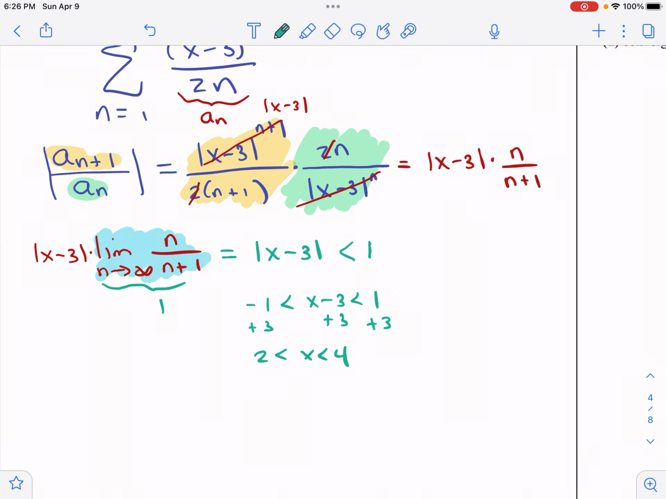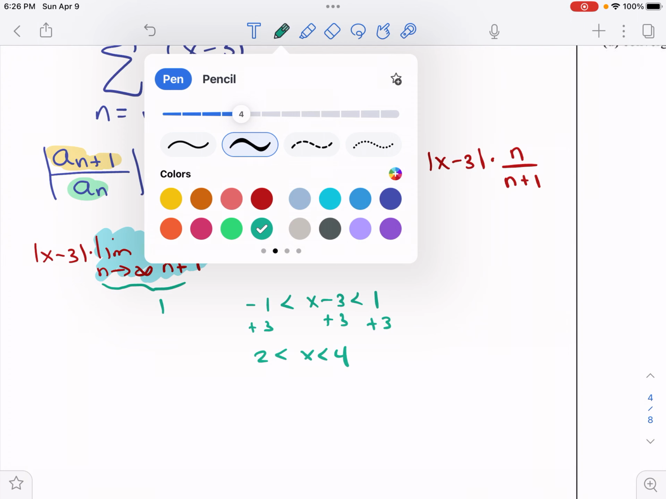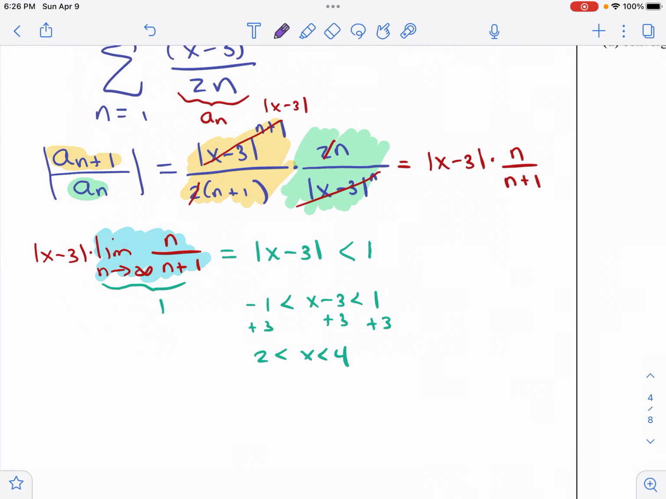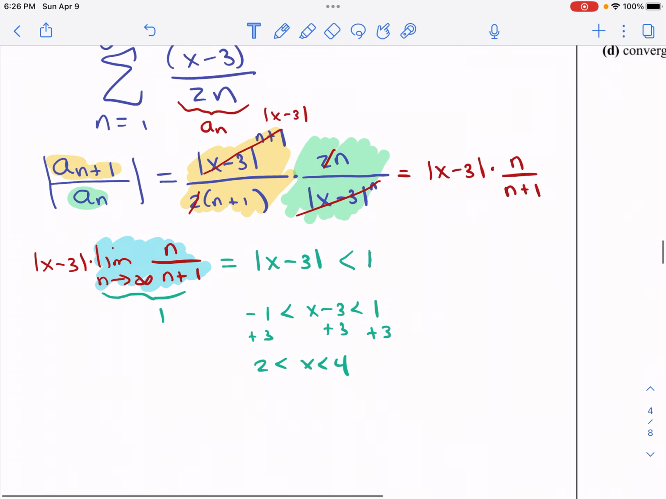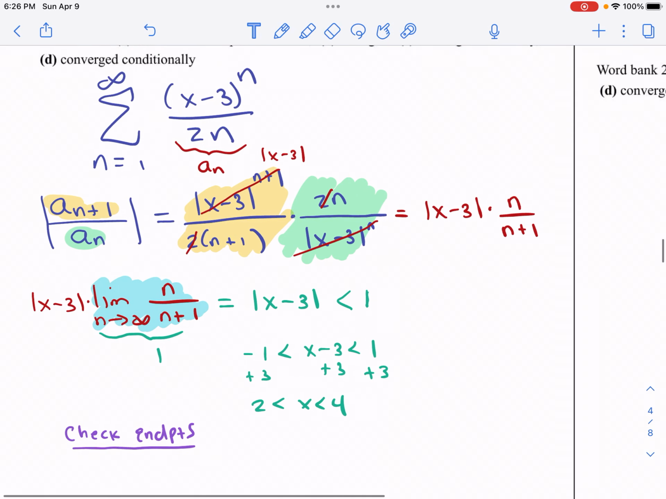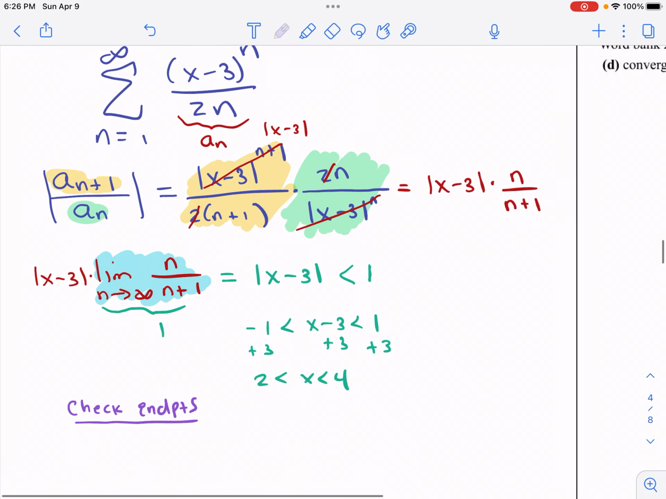So what you have to do now is plug in 2 and 4 individually and analyze the series that result for each of those endpoints. So I'm going to say check endpoints. This is something, if you're taking the AP exam, probably often forgotten by students. It's worth at least a point, probably a point at least.